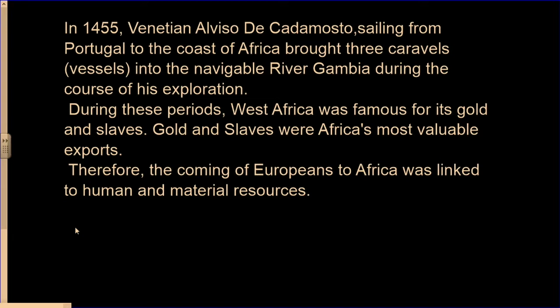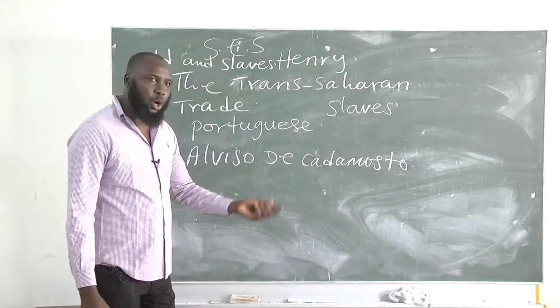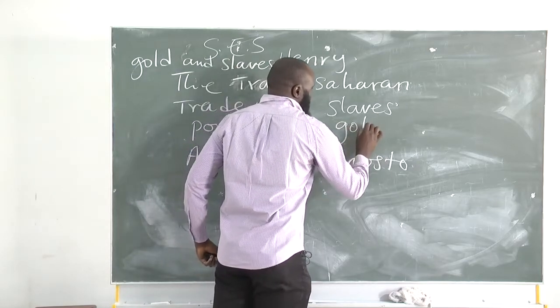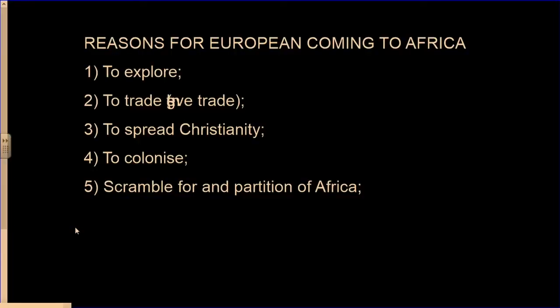Therefore, the coming of Europeans to Africa was linked to human and material resources. The human there is the slaves, that is the exportation of slaves to the New World, and also the material resource will be gold. Now, what were the reasons for Europeans' exploration in Africa? What were some of the reasons for their exploration in Africa? Or reasons for Europeans coming to Africa?